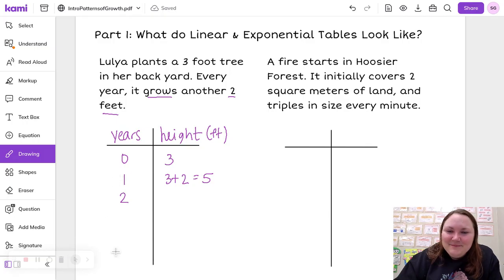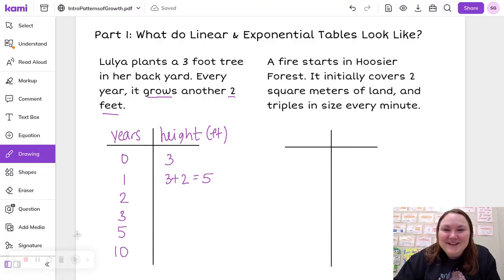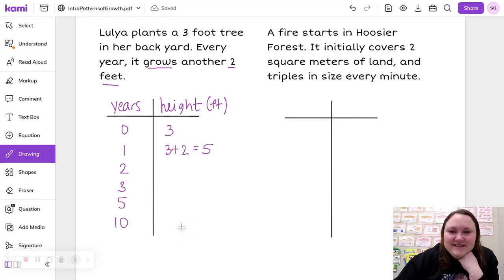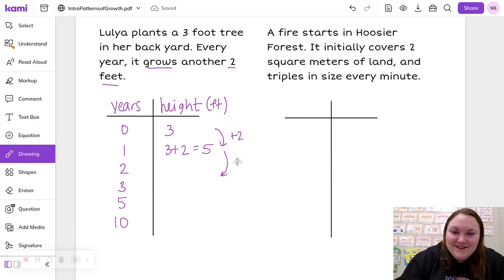Go ahead and complete this table for year 2, year 3, year 5, and year 10. Pause the video and come back when you've got those numbers. So there's 2 ways you can fill in this table. Our pattern is growing another 2 feet every year. So one way we could do this is keep adding 2 feet every single year. And so that means year 2, it would be 7 feet. Year 3, it would be 9 feet. And then that pattern doesn't help as much when we start jumping years.